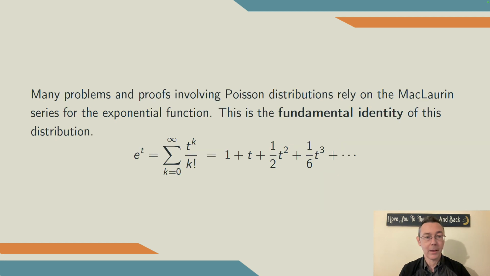Many problems and proofs using the Poisson distribution rely on the Maclaurin series expansion for the exponential function. It's sometimes called the fundamental identity of this distribution. The Maclaurin series expansion for e to the t is given by the sum from k equals 0 to infinity of t to the k over k factorial. If you expand that out, that's 1 plus t plus 1 over 2 factorial times t squared plus 1 over 3 factorial times t cubed, etc.